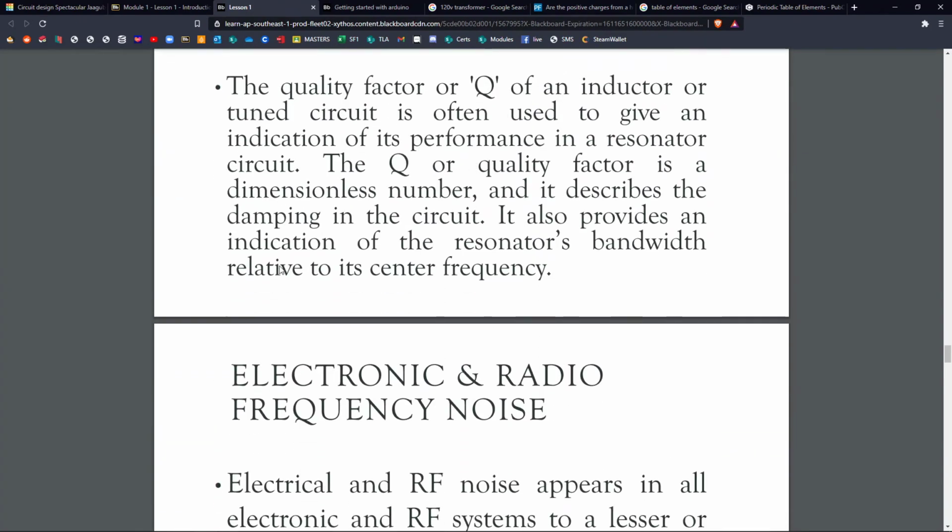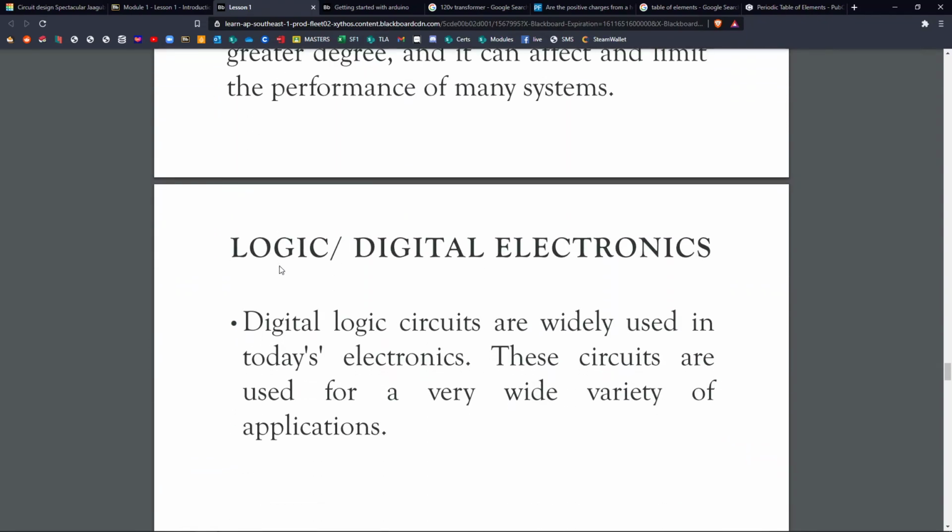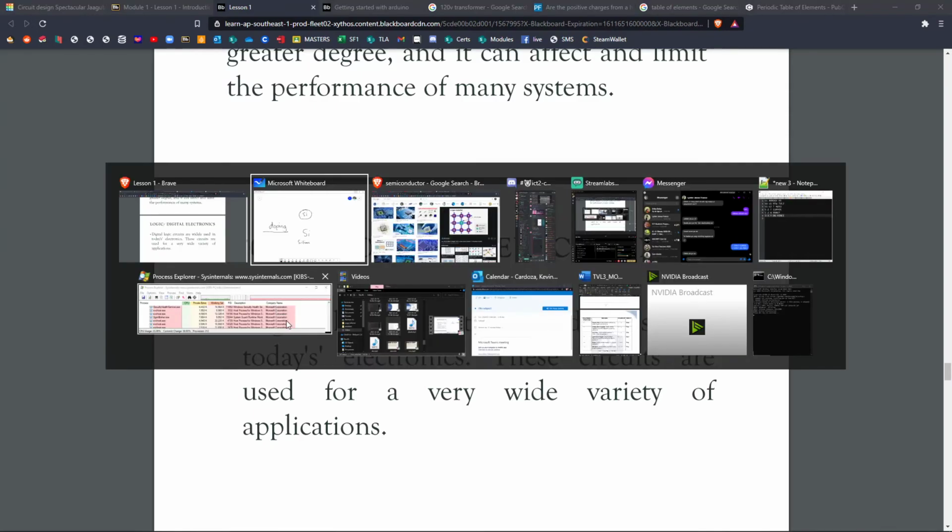So, this is unnecessary information. Unnecessary logic and digital. So, dito tayo sa logic and digital. Medyo important to na part.